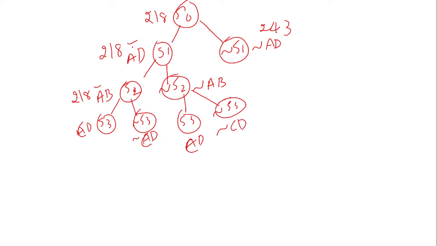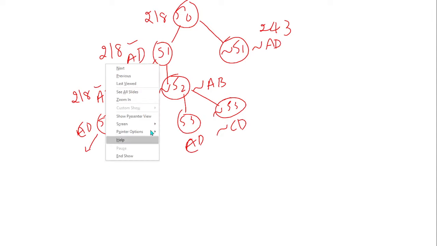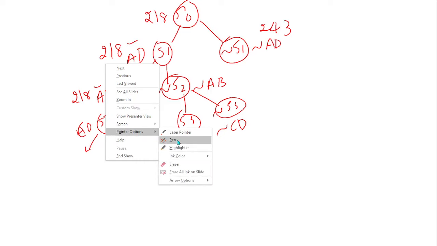If you see here, we are including the AD path, the AB path, and the CD path, a path from C to D. If you draw this one, what will we get?